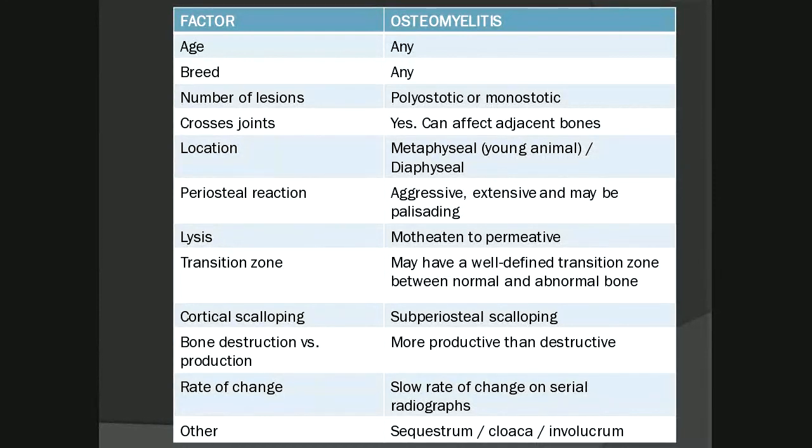If we look at bone destruction versus production, osteomyelitis tends to be more productive, especially fungal osteomyelitis. The rate of change tends to be slow on serial radiographs, and then sequestrum, cloaca, and involucrum formation is typical for osteomyelitis, whereas it doesn't occur with neoplasia.